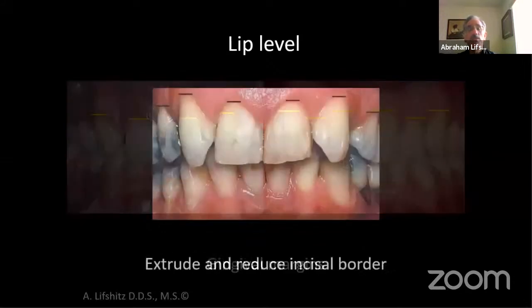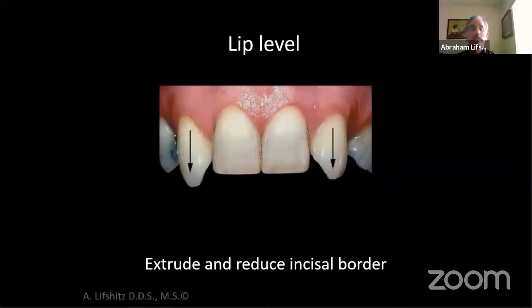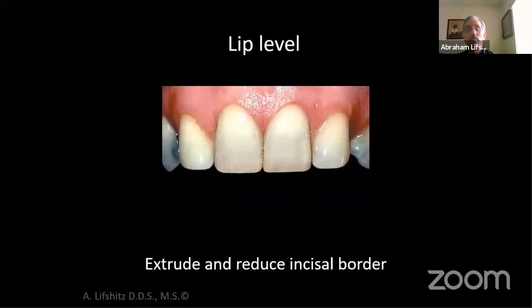So how do we treat these cases when we do canine substitution? We have to extrude the canines that replace the lateral incisors. Then we have to reduce the incisal border. In this case, we reduced the incisal border and we placed some composite on the mesial-incisal angle to have a more aesthetic result.